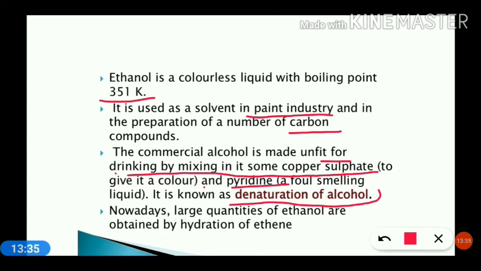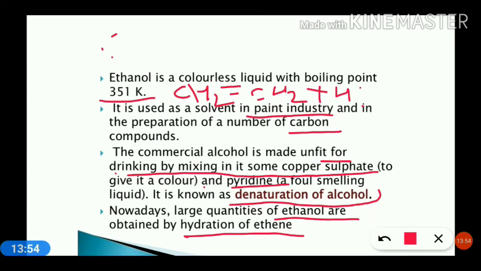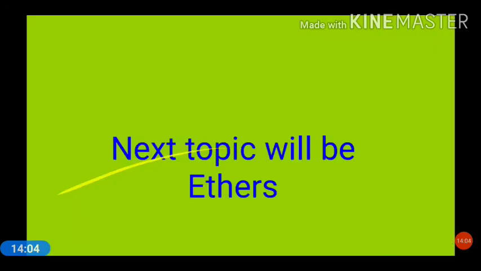And a large quantity of ethanol is obtained by the hydration of ethene. You have seen the reaction in the methods of preparation. Hydration of ethene means ethene, CH2 double bond CH2, reacts with HOH. This reaction will take place. So H will go on this carbon, OH will go on this carbon, and there is a formation of alcohol.